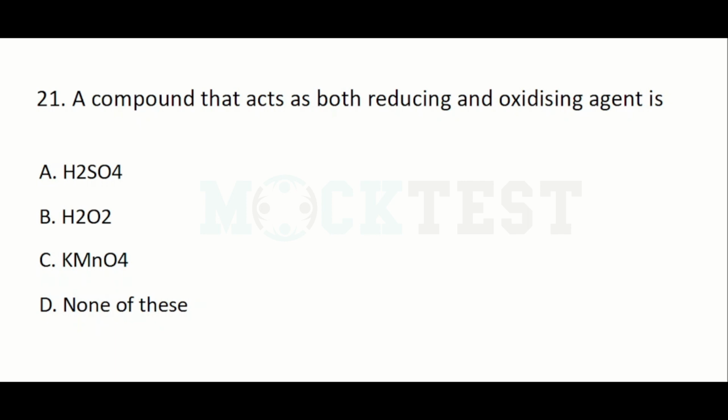A compound that acts as both reducing and oxidizing agent is option A, H2SO4, option B, H2O2, option C, KMnO4, option D, none of these. The answer is option B, H2O2. H2O2 acts as both reducing and oxidizing agent.